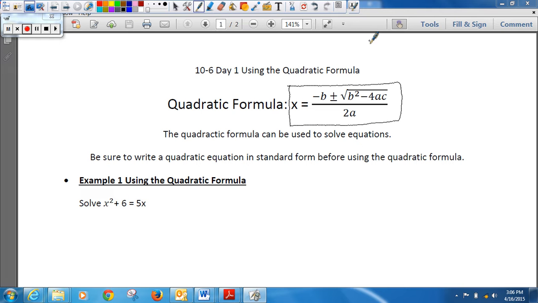So instead of factoring or some of the other methods we used, you can always use the quadratic formula. It is the only method that will work no matter what.